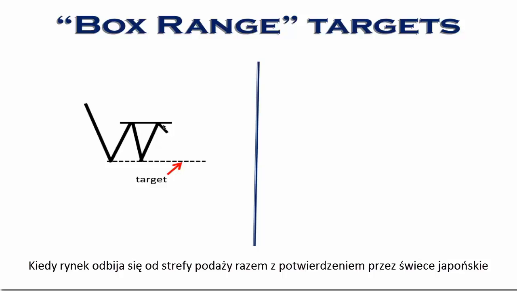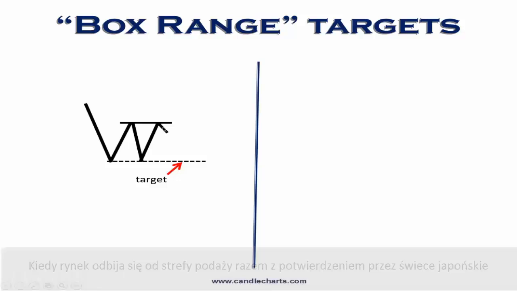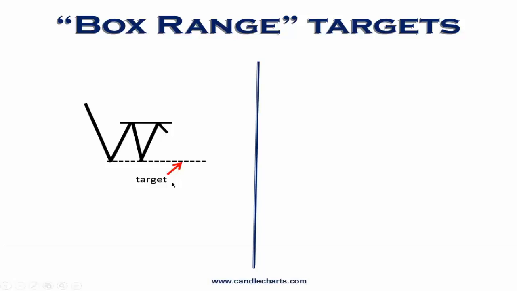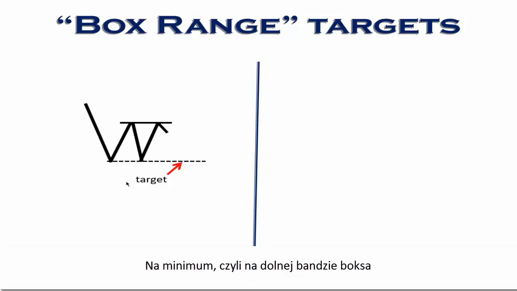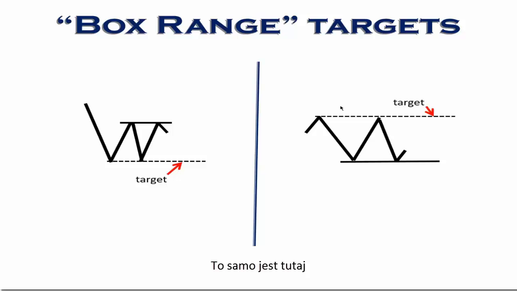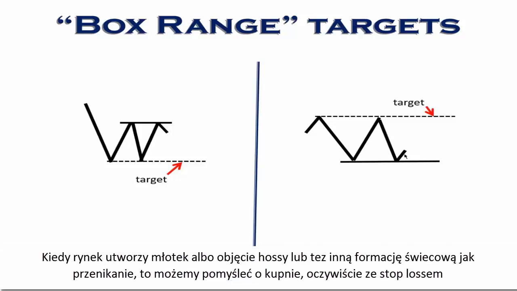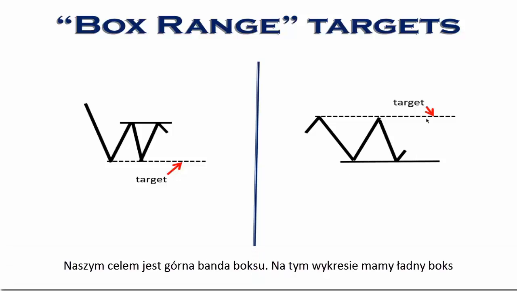So when the market fails from the top end of a box range, what's really good about that, especially with a candlestick signal, is we get a target. Where's the target? The recent low, the bottom end of the box range. Same thing here. If we're in a box range, remember it has to be tested twice here and at least twice here. If the market has, say, a hammer or a bullish engulfing pattern or one of the other patterns in NCH like a bullish harami or a piercing pattern, we can think about buying it, of course with a protective stop, and our target is the recent high.